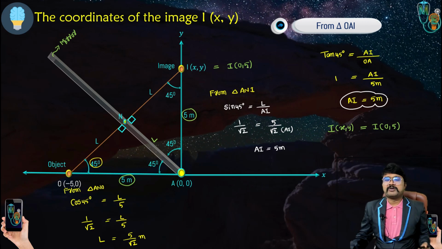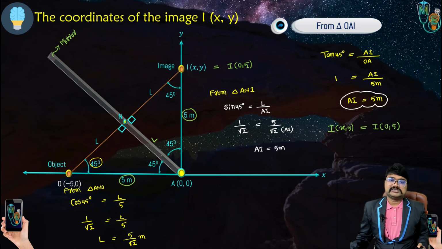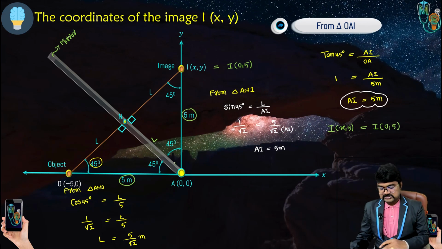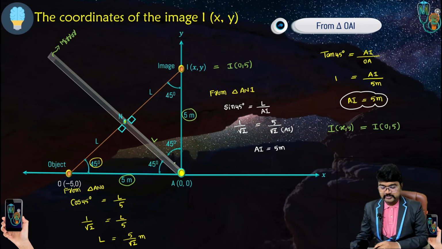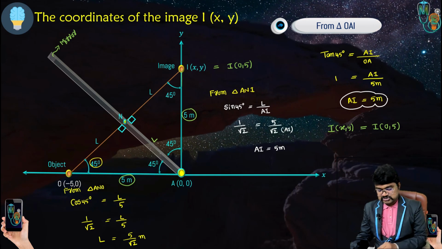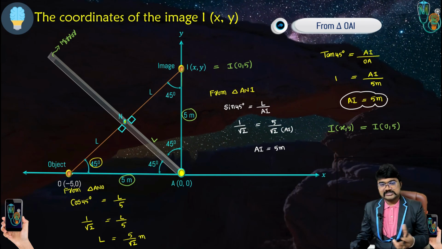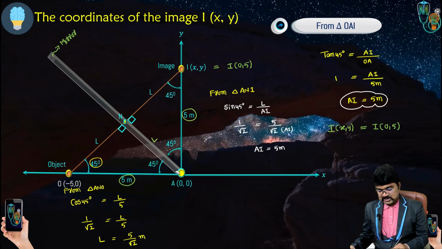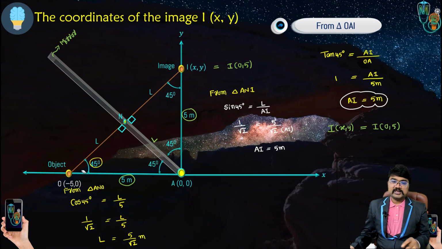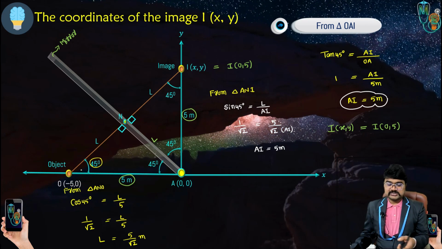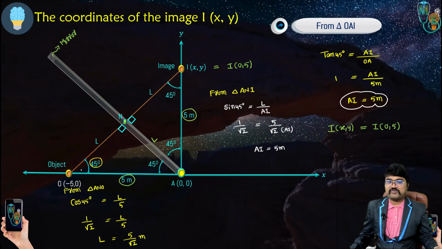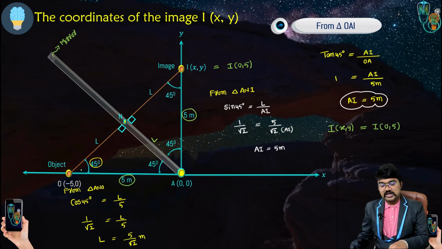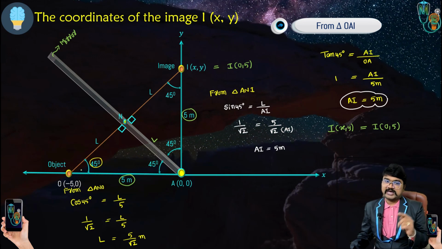It is a very simple problem. Straight away you can answer it. So here 45 degrees in the sense that if it is 45, these two should be equal, exactly 5 meter. So by seeing this question, you can directly answer it. It is on the y axis, that is why 0, 5. If it is 45, then only the image is formed on the y axis.